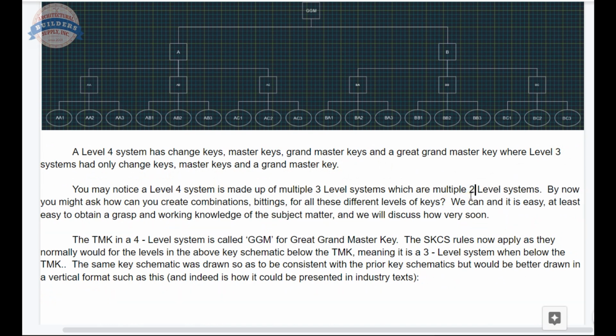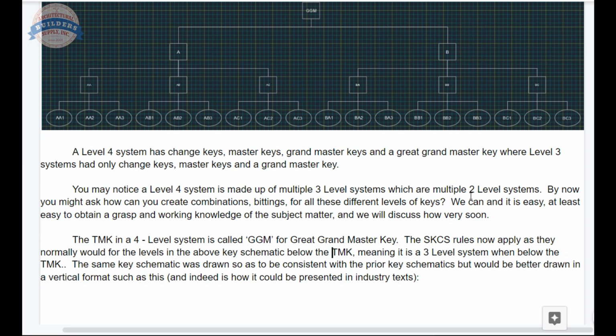By now, you might ask, how can you create combinations, biddings for all of these different levels of keys? That's generally where the mind goes next. How can I combinate this? Well, it's actually startlingly easy when we get into it. It's easy, at least easy to obtain a grasp and working knowledge of the subject matter, and we will discuss it very soon.